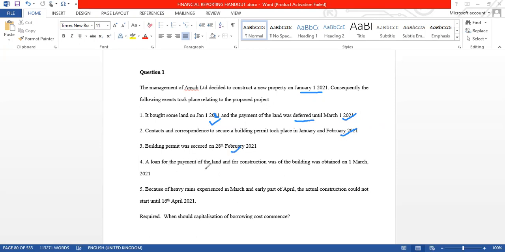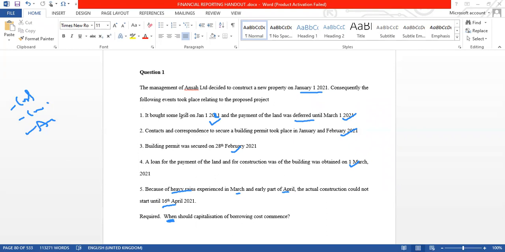The loan for the payment of the land and for the construction of the asset was obtained on this day. Because of heavy rains experienced in March and early part of April, the actual construction could not start until the 16th. When should borrowing costs commence? Remember, we said that cost has to be incurred, borrowing cost has to be incurred, and activities should start. All right. So where do we see?